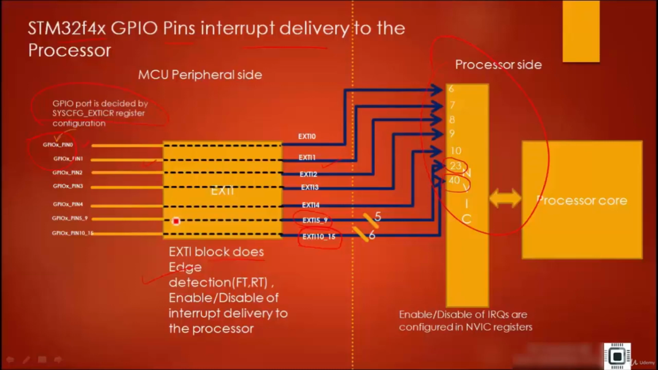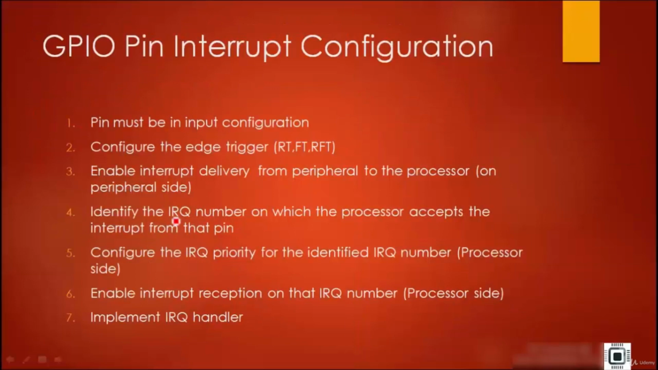All right, so let's move forward. GPIO pin interrupt configuration. To successfully implement the interrupt modes on a GPIO pin, you have to follow these steps. Remember that these steps are very common to any microcontroller you use. First thing is to make sure that the pin is in input mode. The pin must be in input mode because you are receiving an interrupt, right?